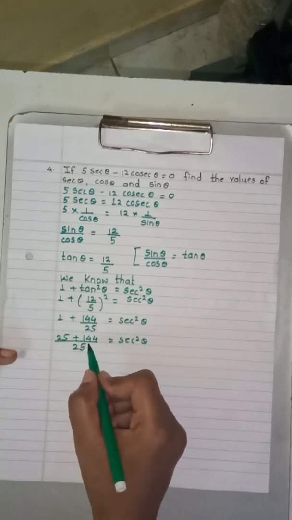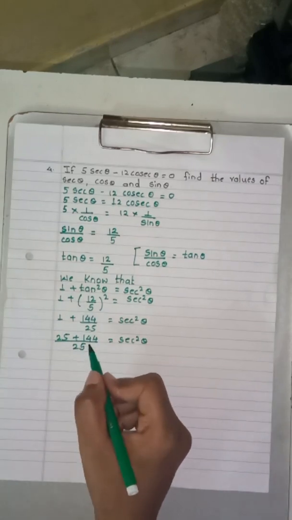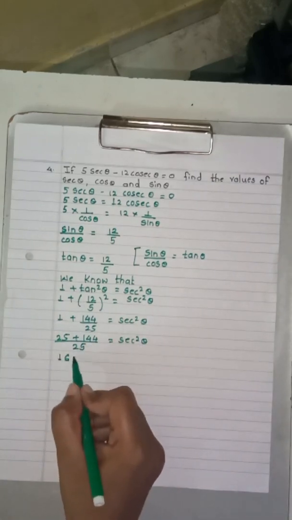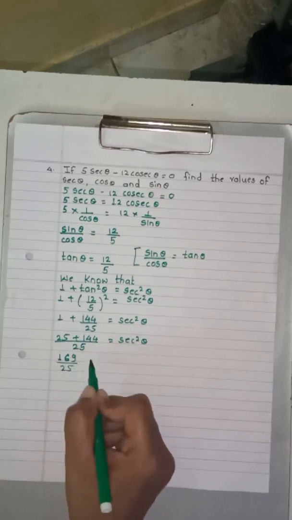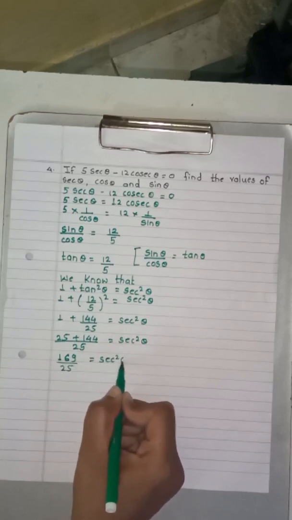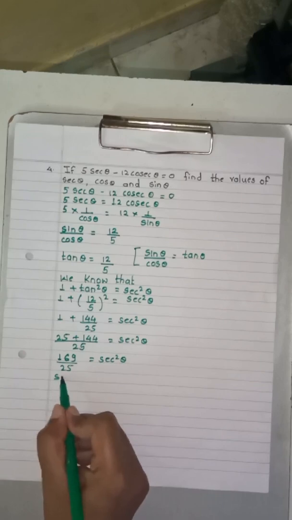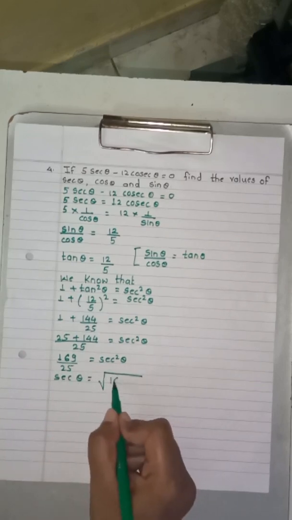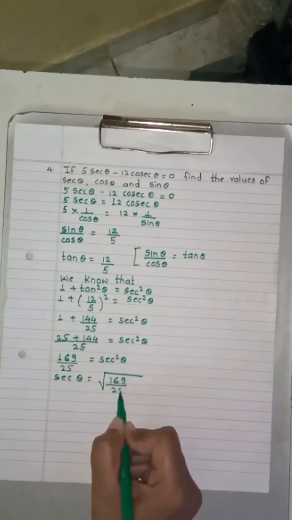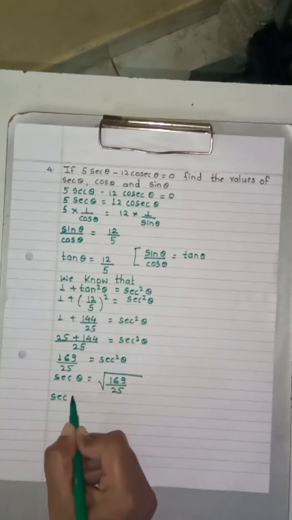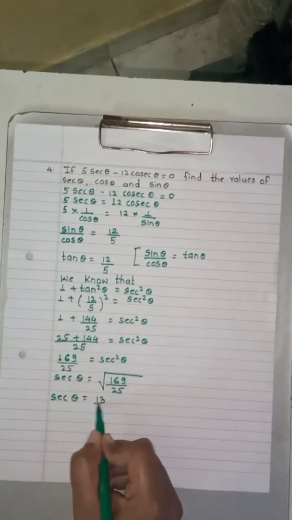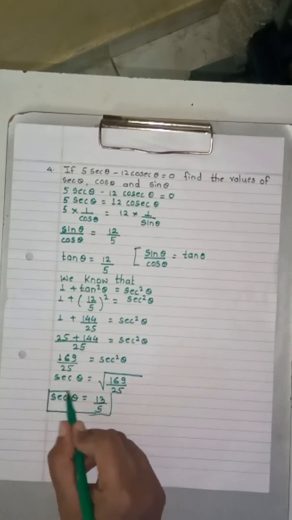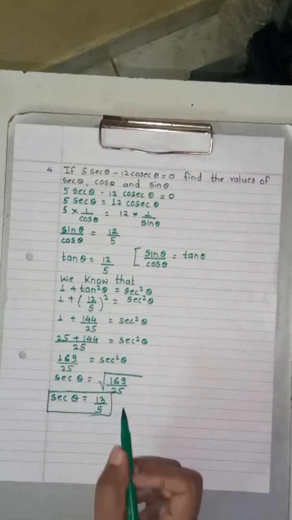Now 144 plus 25, that will be 169 upon 25 is equal to sec square theta. Taking square root, sec theta will be equal to under root of 169 upon 25. Therefore sec theta will be 13 upon 5. Okay, so you have got the value of sec theta, that is 13 upon 5.